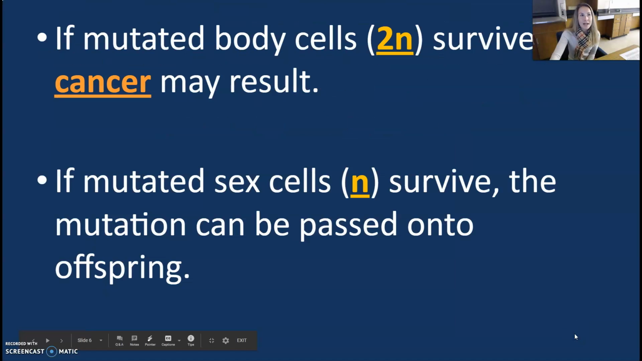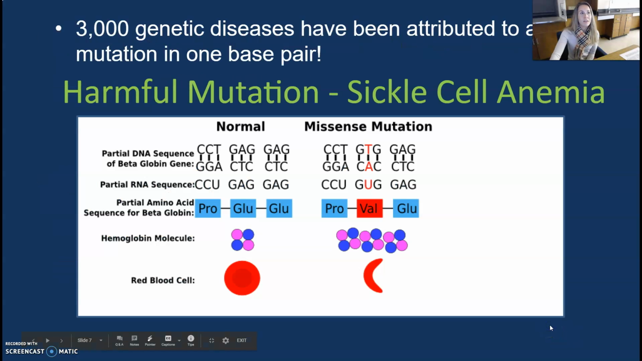If mutated body cells, which remember are diploid, survive, we could see cancer as a result. If mutated sex cells, which are haploid, survive, the mutation can be passed on to the offspring. There are 3,000 genetic diseases that have been attributed to a mutation in just one base pair.